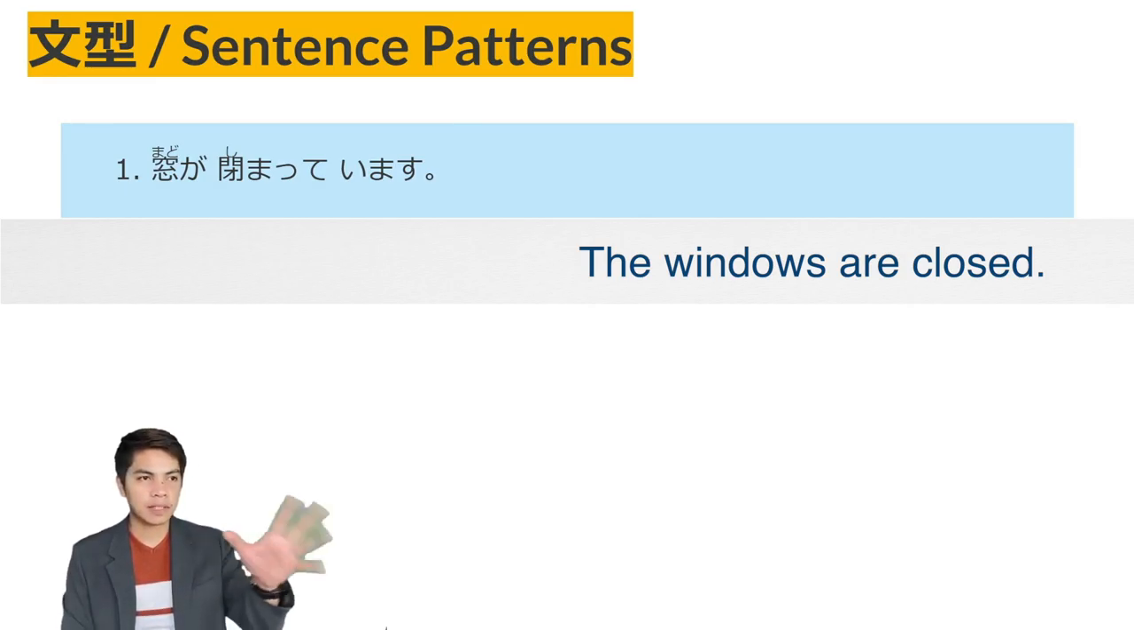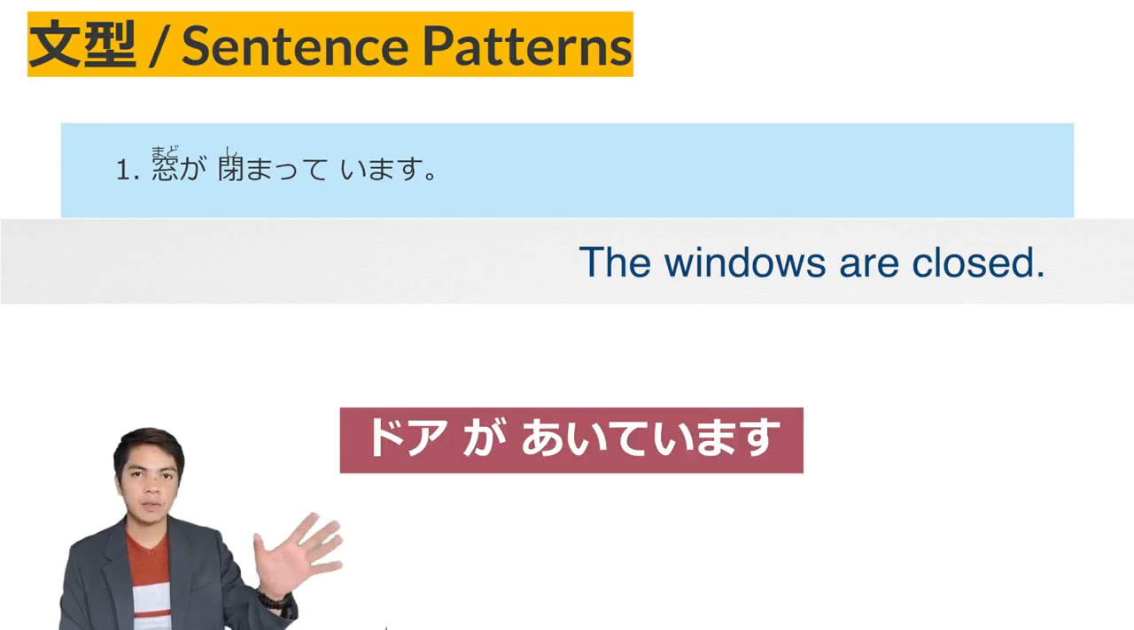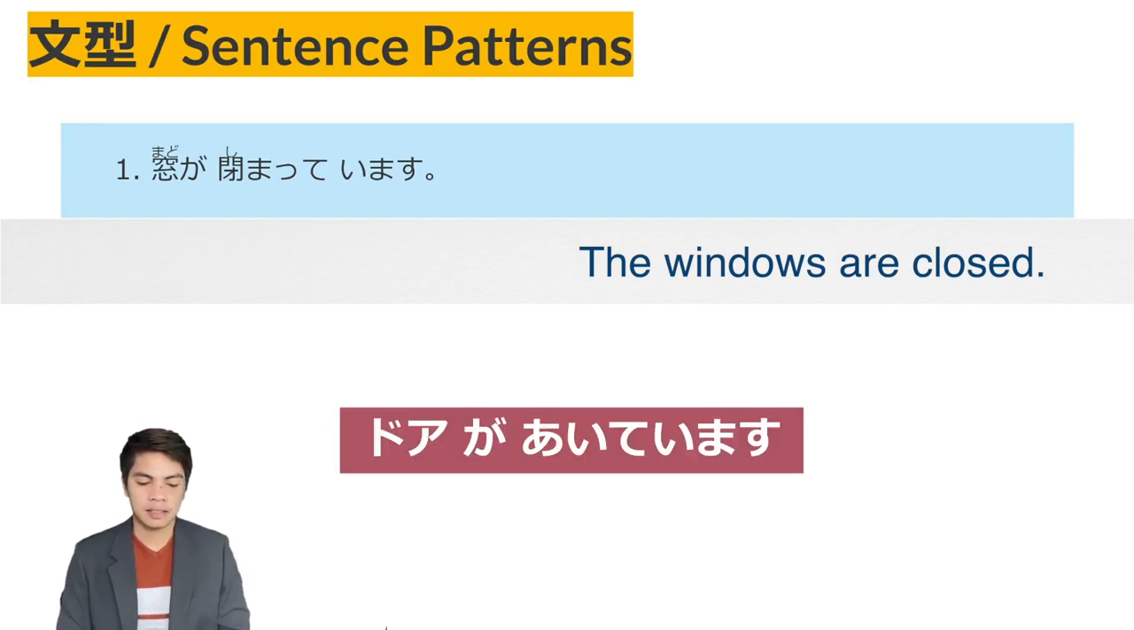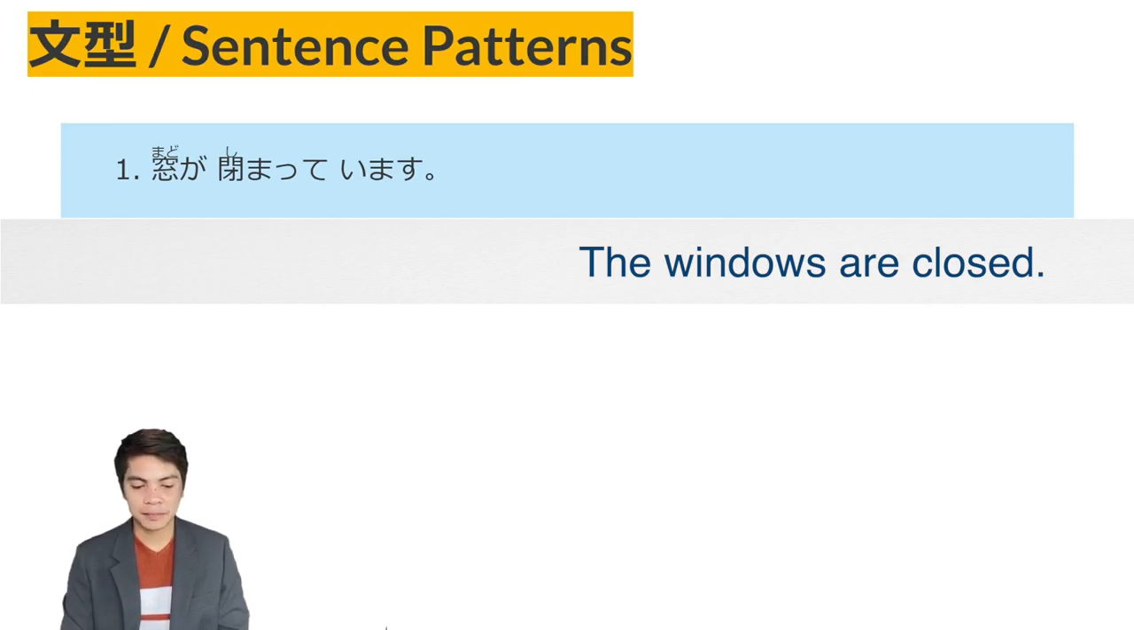So, if you want to describe something, for example, a door. For example, the door is open. Now the current state of the door is open. You will say, Doa ga aite imasu. I've already explained this in my grammar lesson video, so please watch it, guys.